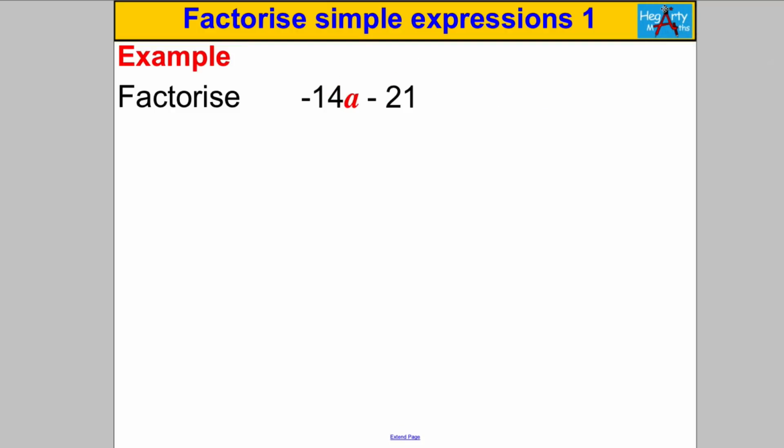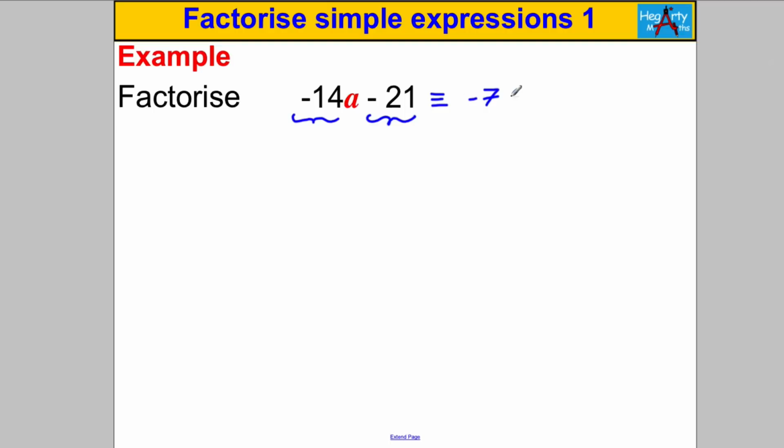Okay, next one. Pause and have a go. Right, this one's a tiny bit more tricky. There's a negative there. What's the highest common factor of negative 14 and negative 21? Well, 7 goes into 14 and 21, so it's definitely 7. But because there's a negative and a negative, I can factorize out negative 7. It's just slightly easier like that.